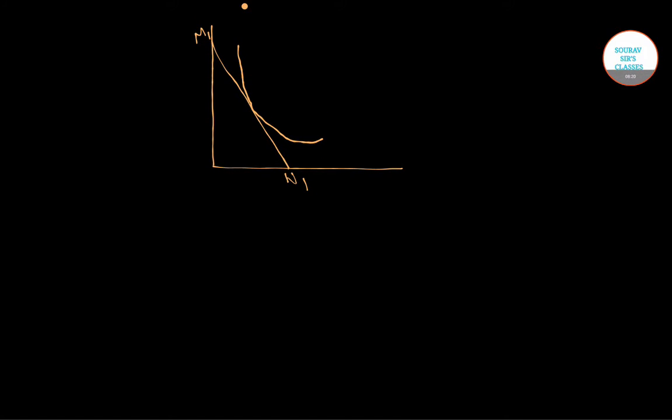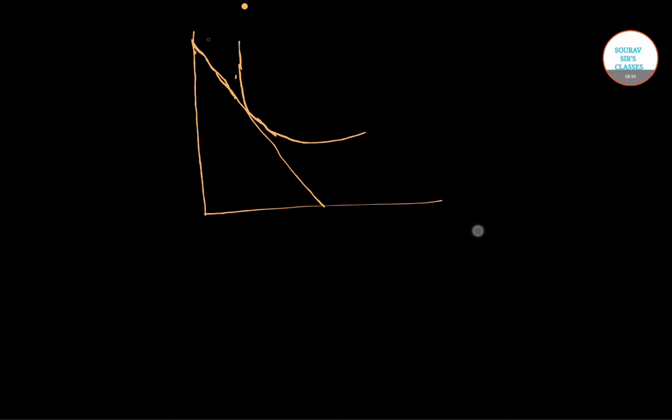So the initial IC looks like this. I'll redraw it. So this is the first budget line, which is known as M1 and N1, and this is the IC known as IC1. Now we know that, according to this, the initial equilibrium is E1.